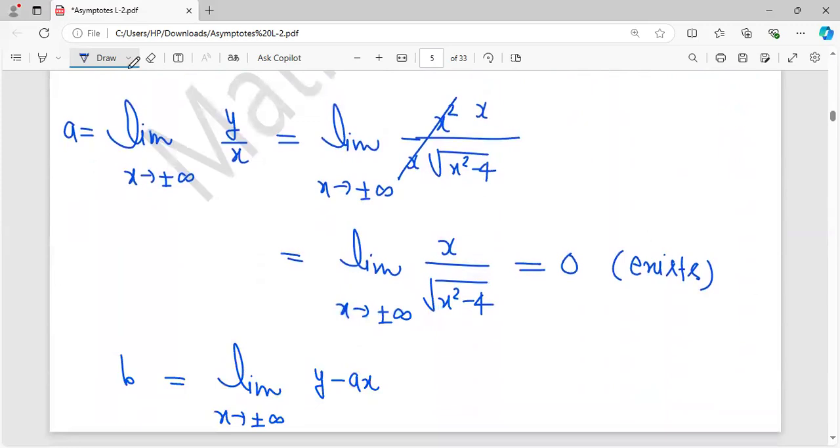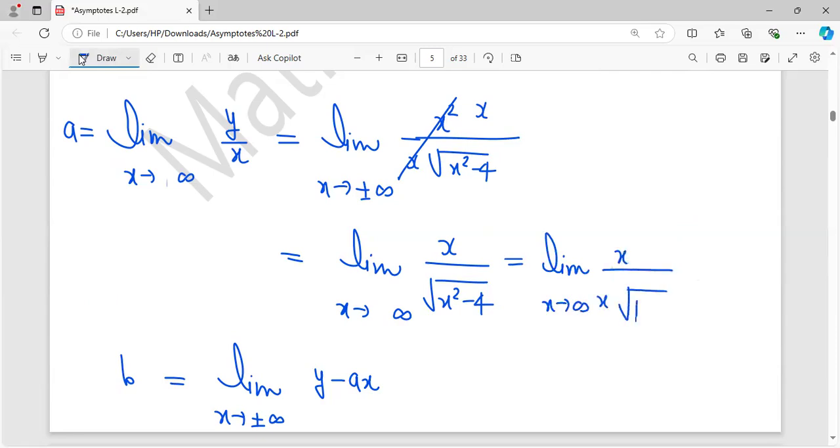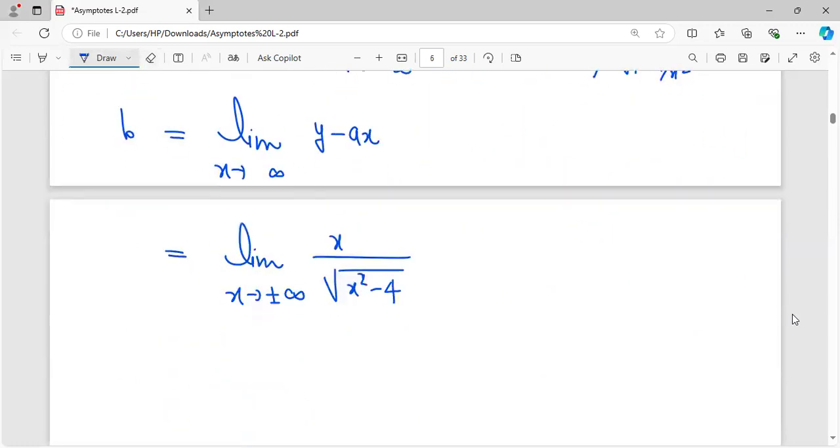but we have to individually calculate for plus infinity and minus infinity. For example, if I take plus infinity here, what is this limit? After solving it, taking x common, this limit is 1. So for plus infinity I got a value, this limit exists.